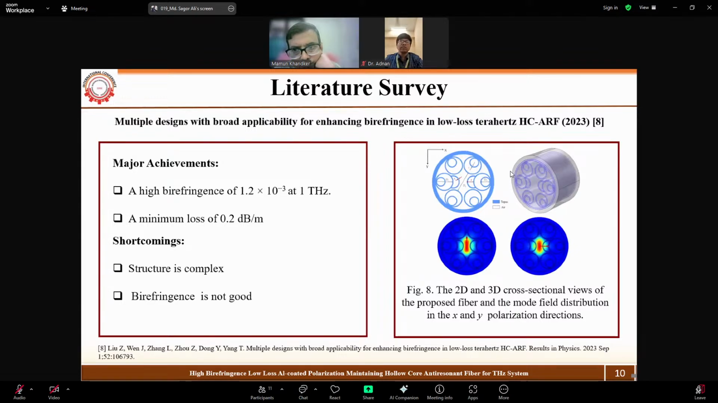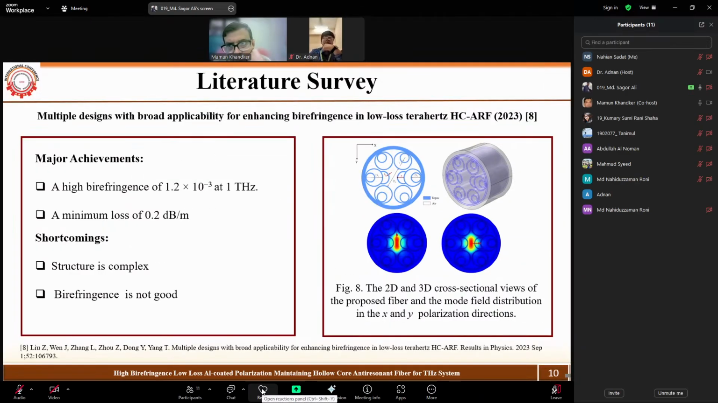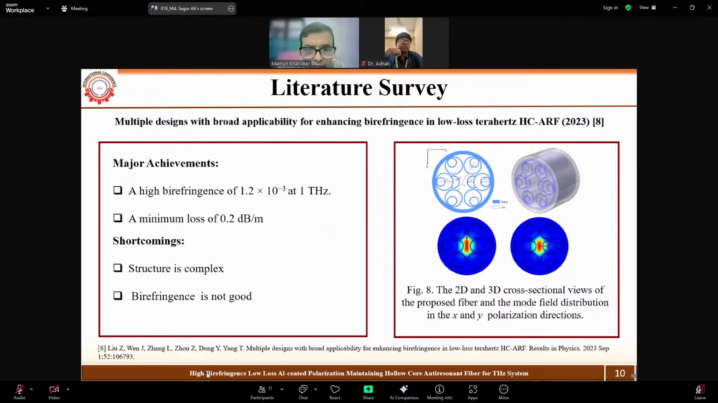Multiple designs with broad applicability for enhancing birefringence in low loss terahertz hollow core anti-resonant fiber. In this paper, the achieved high birefringence is 1.2 × 10^-3 at 1 terahertz, with a minimum loss of 0.2 dB per meter. Shortcomings: the structure is complex and the birefringence is not good.